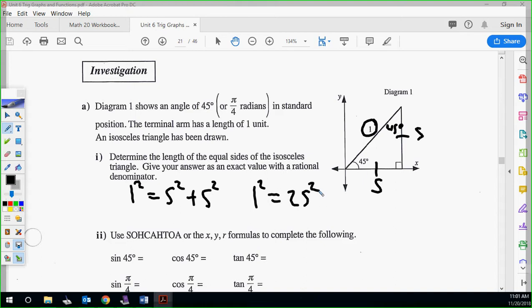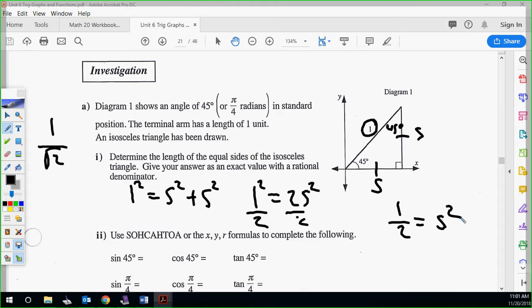Who remembers from last lesson? We did 45 degrees. What did those 45-degree values look like? They all had root 2's in them. On the previous lesson, when you did 1 over root 2, we got 45. Watch this, here's where that 2 comes from. What's 1 squared? Just 1. So I have 1 = 2S squared, so 1/2 equals S squared. Is everybody with me? Divide the 2 over.